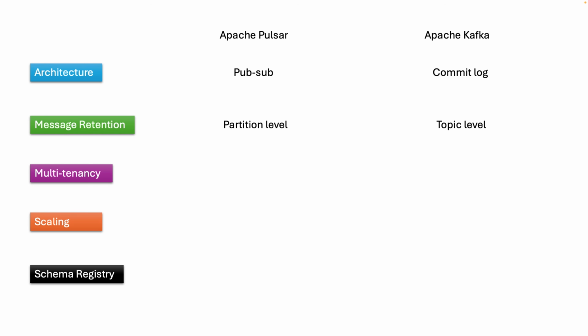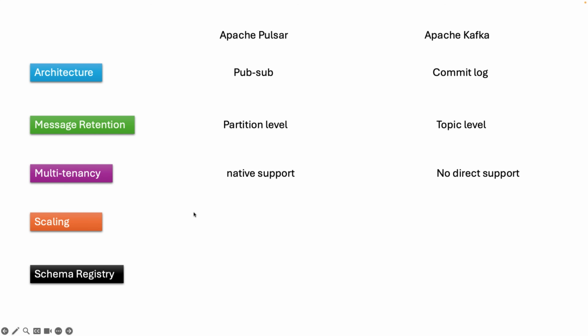Now let's move to the next pillar, that is multi-tenancy. Apache Pulsar is designed with a multi-tenancy nature so that it can allow different organizations or applications to share the same Pulsar cluster. However, Kafka traditionally lacks native support for multi-tenancy, but still it can be run in a multi-tenant environment. It typically requires more manual configuration in Kafka.